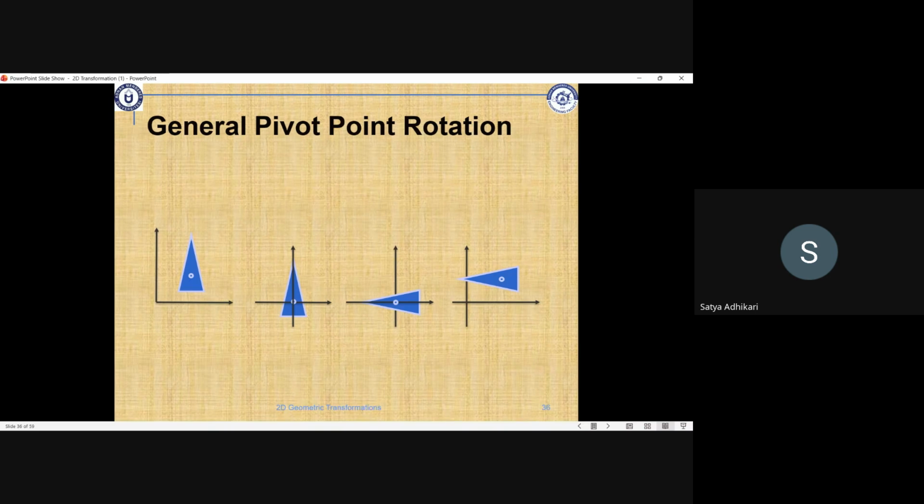It involves three different steps. First, the translation of that pivot point to the origin. To move that pivot point to the origin, we need translation. Once it comes to the origin, the pivot point coincides with the origin. There is no problem for rotation. Simply rotate the object, and then take that pivot point back to its original position by using inverse translation. So it is an easy method.